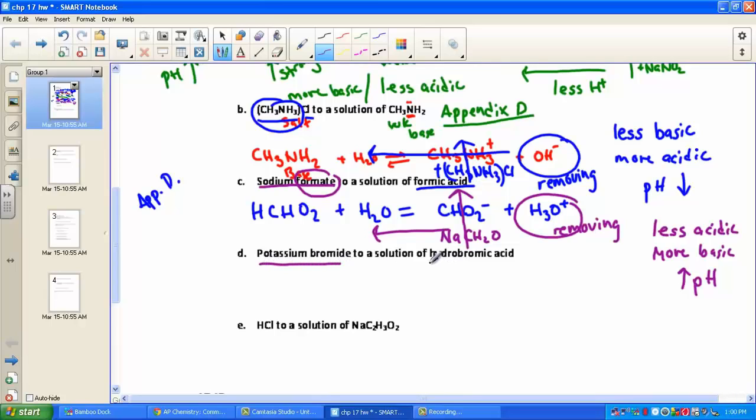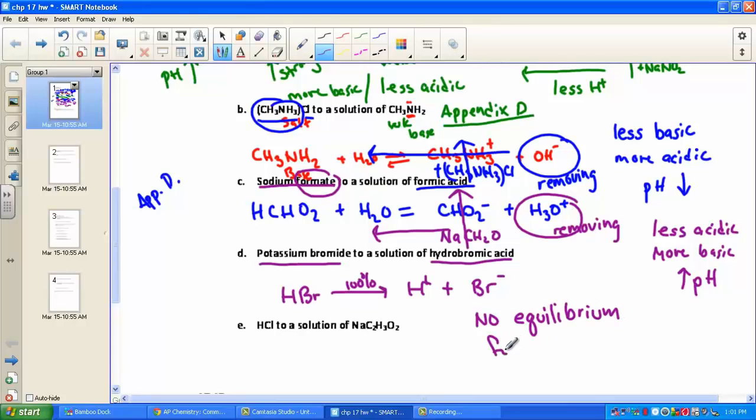Potassium bromide is a salt. Hydrobromic is a weak acid. Hydrobromic is not a weak acid, it's strong. Hydrobromic acid is HBr. So here's the kicker here. 100% dissociation. There is no equilibrium. See, I'm writing myself a note. If there is no equilibrium, that means no double arrow. There is nothing to affect.